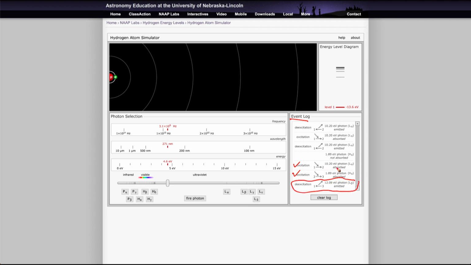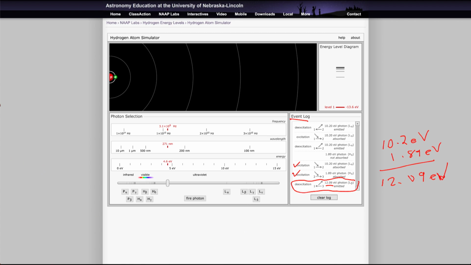But what you should notice is this one was 10.2 electron volts. And the next one was 1.89 electron volts. And if you add those up, you will get 12.09 electron volts. And that's exactly the same as the photon that was emitted. So the amount of energy that was absorbed in these 2 states is equal to the one that is emitted.